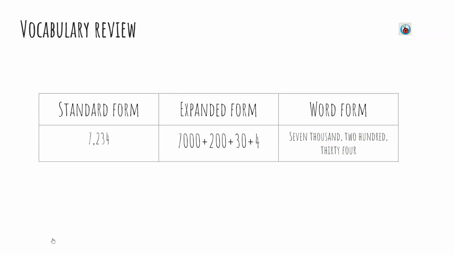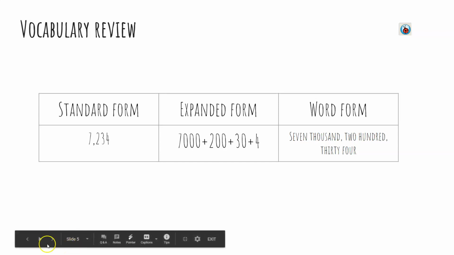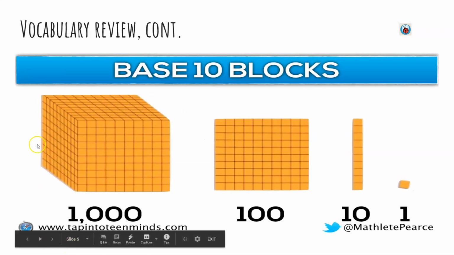Expanded form is where we split the number into the place values. So we separate the thousands, the hundreds, the tens, and the ones. So if we put this number into expanded form, we have 7,000 plus 200 plus 30 plus 4. Or you could say 7 thousands plus 2 hundreds plus 3 tens plus 4 ones. Finally, word form is where we just write out the whole number using words instead of numbers. So that is read the same as the standard form, 7,234.